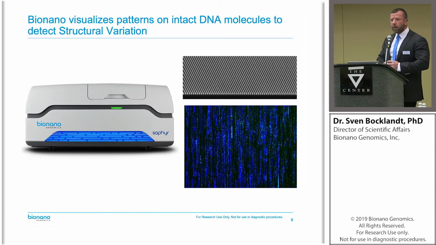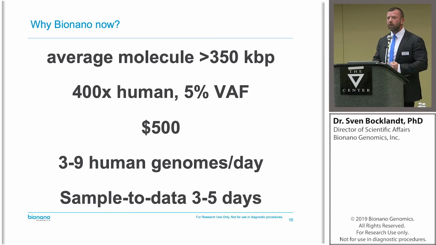Now, Bionano has been around for a while. This is our first time that we are here at AMP, and why? Why are we here now? Well, we can call these structural variants better than anyone else because we have the longest molecules. We image molecules that are on average more than 350 kb. That is orders of magnitude more than with long-read sequencing and, of course, short-read sequencing.